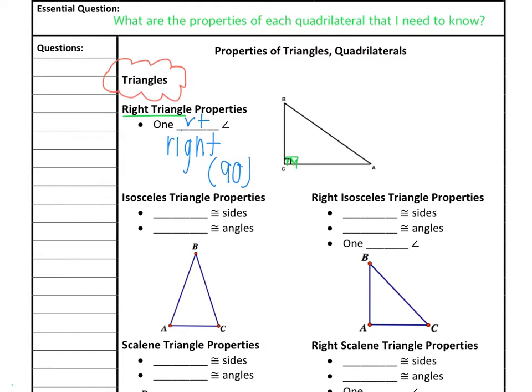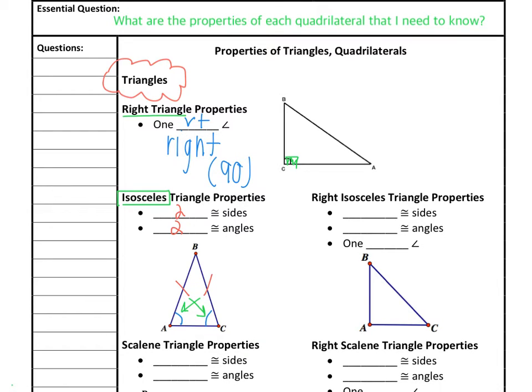Moving on, isosceles triangles. So we talked about these for quite some time. Isosceles triangles are special because they have two congruent sides, and because of that, they also have two congruent angles. So if I was to use this picture here, I'm going to let AB be congruent to BC. So what that would mean is that the angles across from those sides are going to be congruent. So I would say angle A is congruent to angle C.